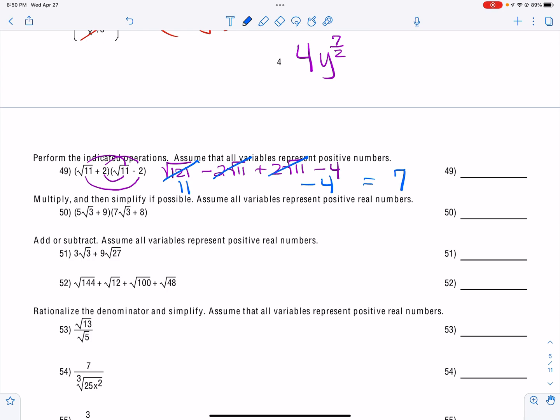When I have bigger radicals, I just have to remember the outside numbers multiply each other, the inside numbers multiply each other, and if I can simplify like terms, then I do that. So 5 times 7 is 35. Radical 3 times radical 3 is radical 9, and then I get 40 radical 3, and then I get 63 radical 3, and then I get 72.